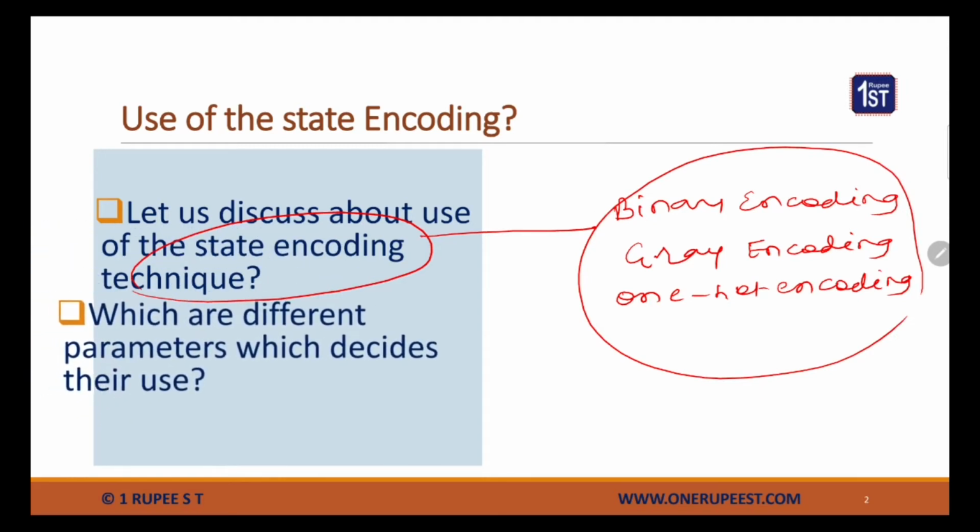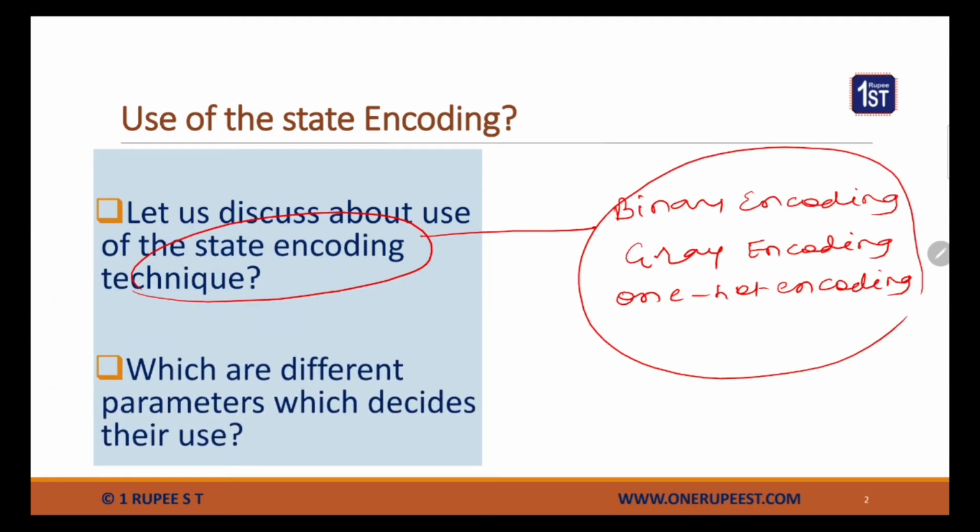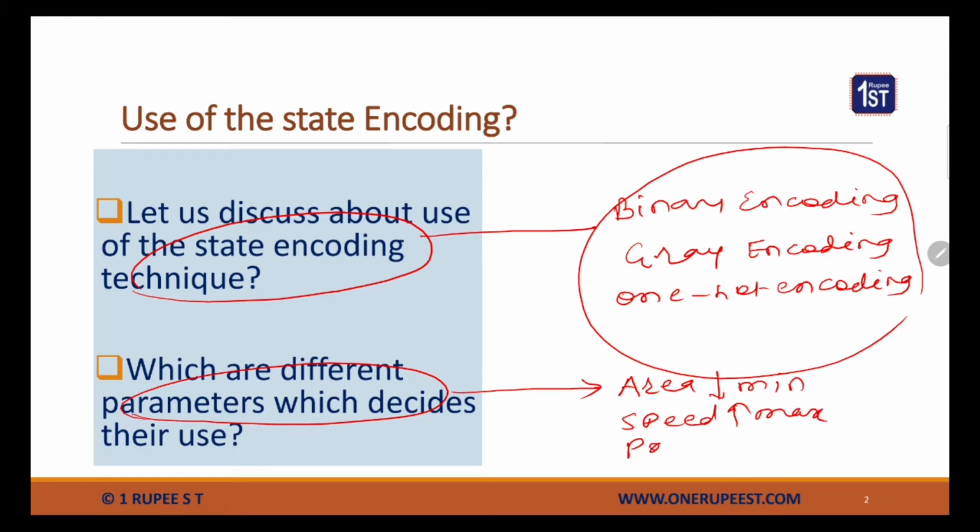Now, which are the different parameters which decide their use? Always in a design we need to have the least or minimum area. Speed of the design should be maximum and power should be minimum. So area, speed and power are the three constraints on my design.